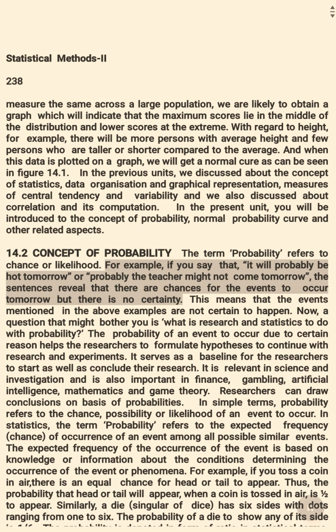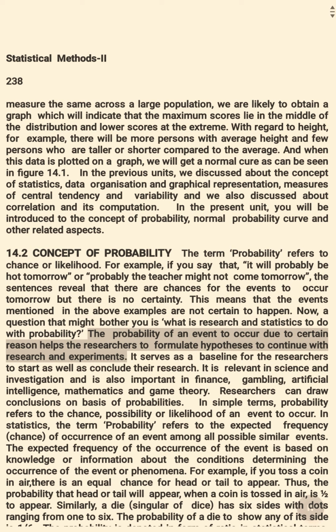For example, if you say that it will probably be hot tomorrow, or probably the teacher might not come tomorrow, the sentences reveal that there are chances for the events to occur tomorrow, but there is no certainty. This means that the events mentioned in the above examples are not certain to happen. Now, a question that might bother you is, what do research and statistics have to do with probability?